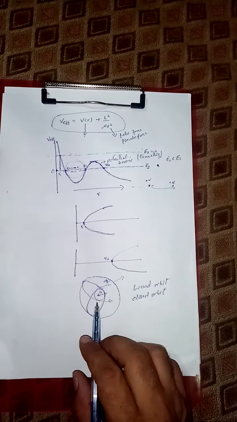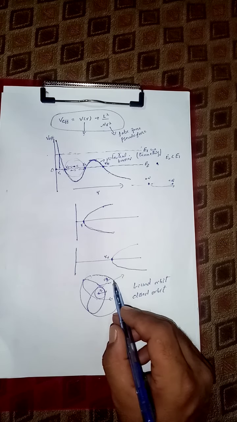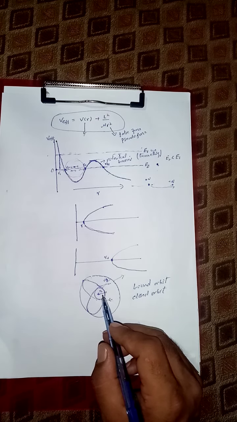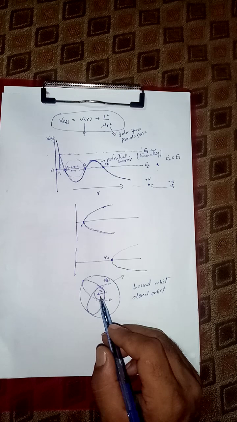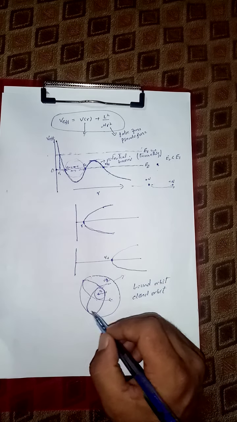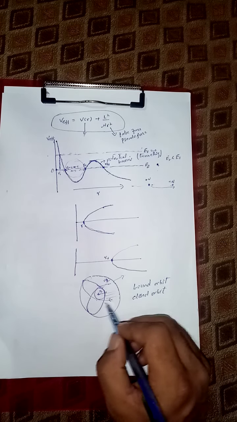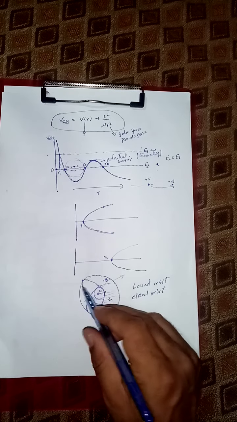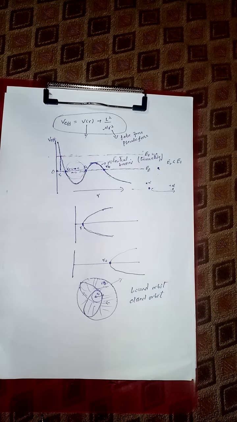The particle cannot go beyond the maximum distance, which is this one, and cannot come closer than the minimum distance. So the particle only moves in this shaded region. So this is a bound orbit.